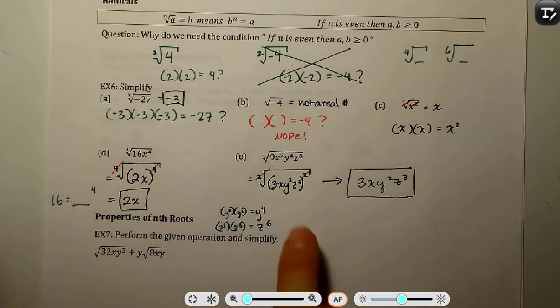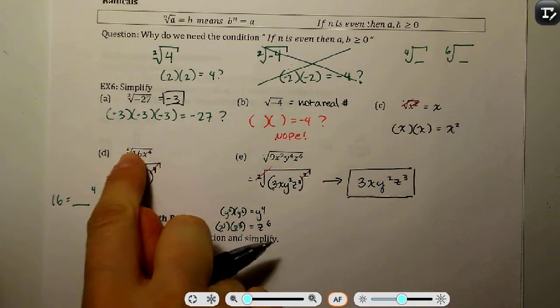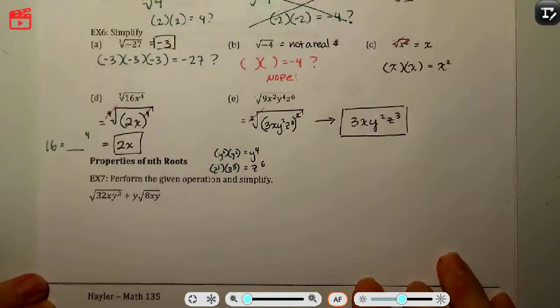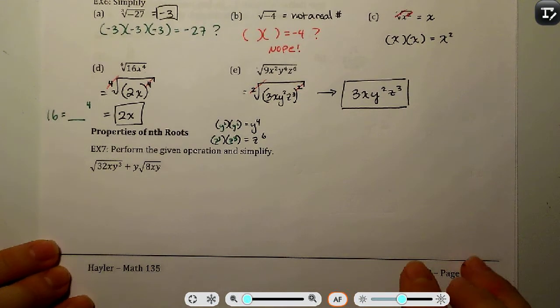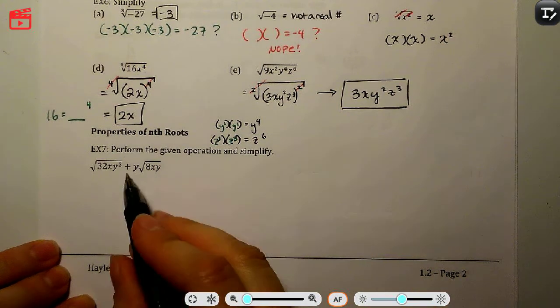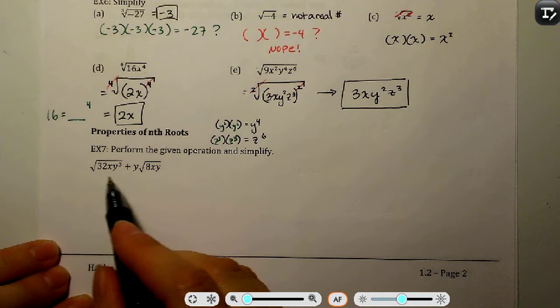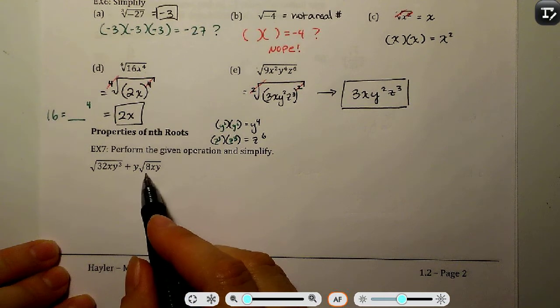Okay, so that concept of simplifying going on here and here, we're going to use in this next problem. So we're asked to perform the given operation and simplify. So what is the given operation? Well, addition. I'm being asked to add these two. But the problem is they're not like terms. I can't add them. So I'm going to simplify and then see if I can add them.